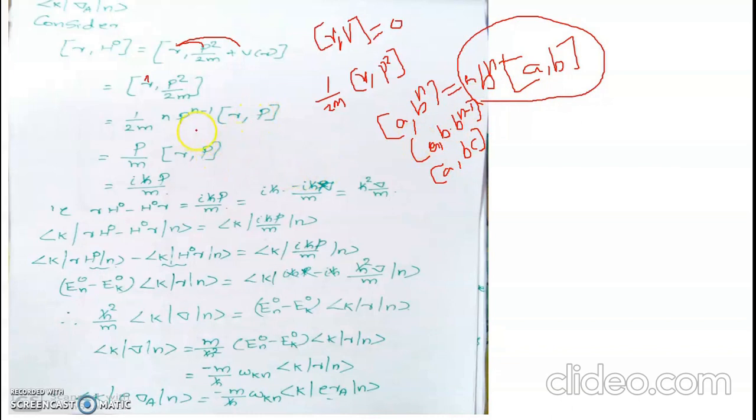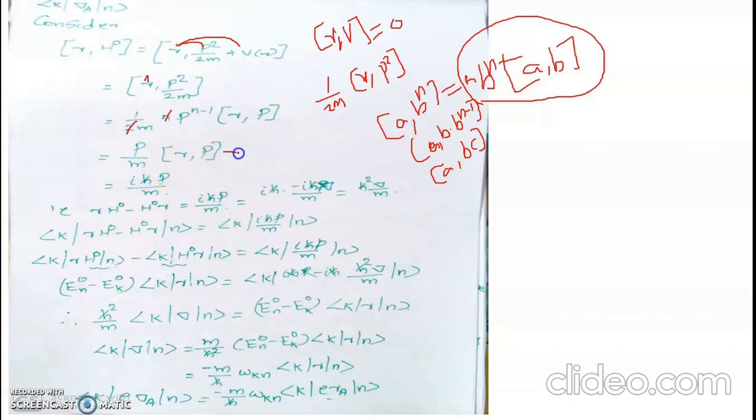Here, instead of n, we have 2. Then this 1 by 2m is taken out. 1 by 2m, n is written here, n is 2, 2 p raised to n minus 1, that is 2 minus 1, 1 itself, commutator Rp. That is n, that is 2 vanishing with these 2, what remains is p raised to n minus 1, which is p by m into commutator Rp.